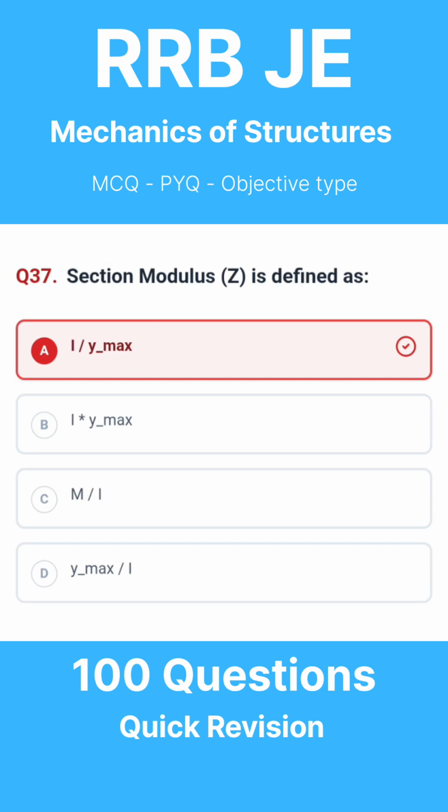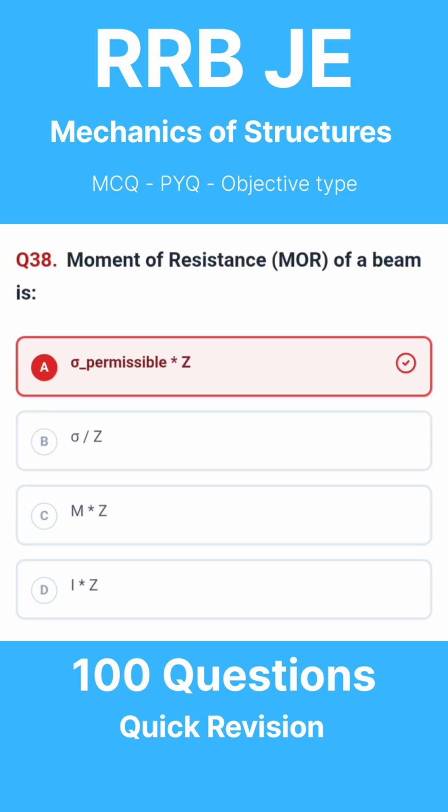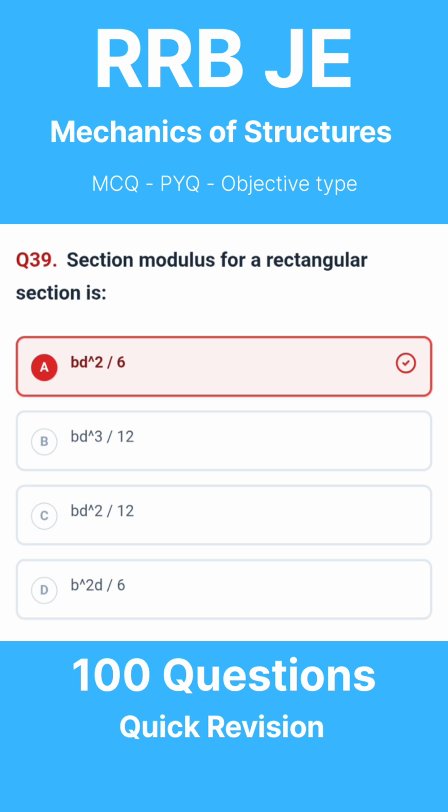Question 37. Section modulus Z is defined as. The correct answer is I divided by y_max. Question 38. Moment of resistance M_r of a beam is. The correct answer is sigma_permissible times Z. Question 39. Section modulus for a rectangular section is. The correct answer is b d to the power of 2 divided by 6.